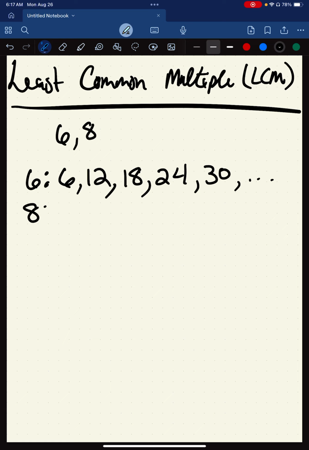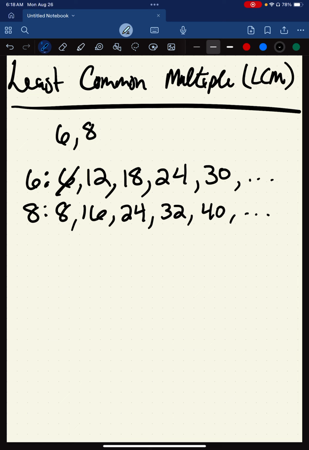Now 8, we have 8 times 1, 8 times 2, 8 times 3, 8 times 4, 8 times 5, and so on. And what we're going to do is start, I like to start at the lowest number and say, okay, is 6 in both lists?